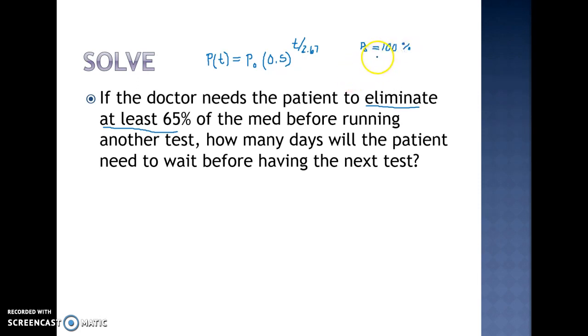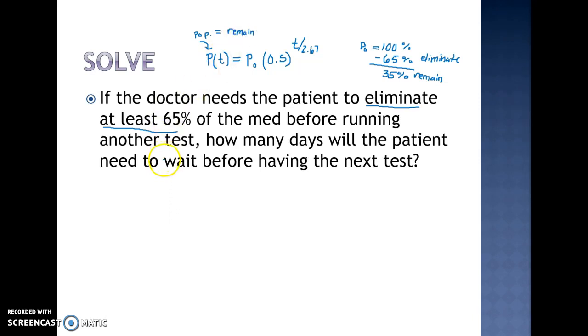So eliminate, that sounds like subtraction. We need them to get rid of 65%. So this is what they're eliminating. And that would give us 35%, and that is what would remain. So in this formula, the P of t over here, this variable, the whole thing, is representing a population. Well, a population equals what exists, so it equals what remains.